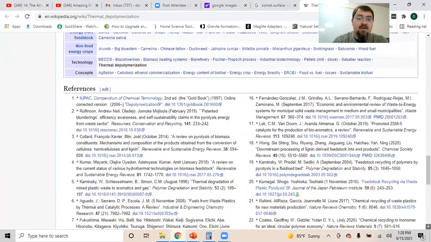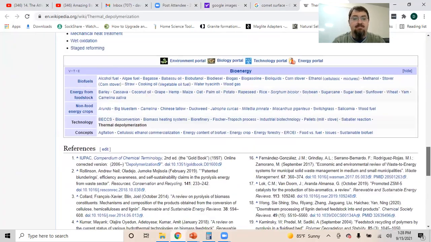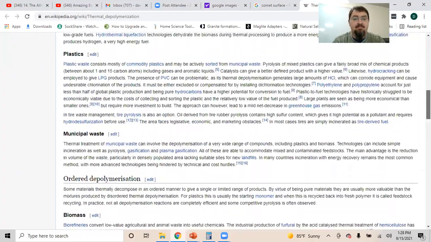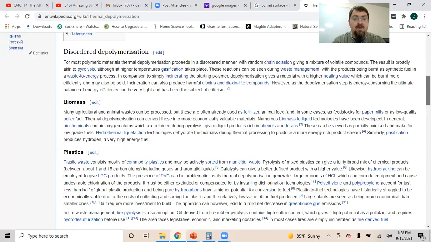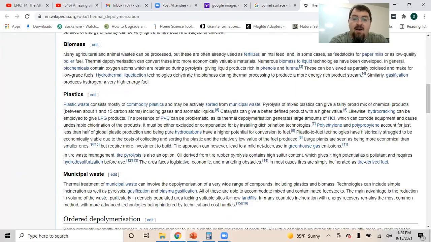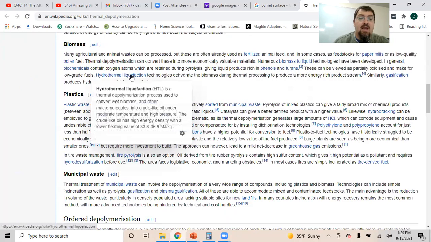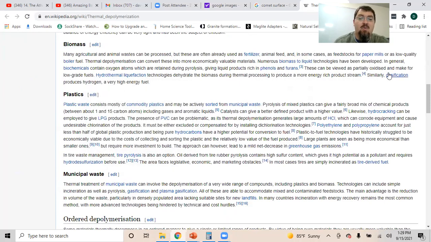Okay, there's a little graph down here. Well, you can see here, you have biomass. Now these are oftentimes already being recycled. However, you can create a very high quality or high energy fuel with biomass used as your feedstock for your thermal depolymerization.